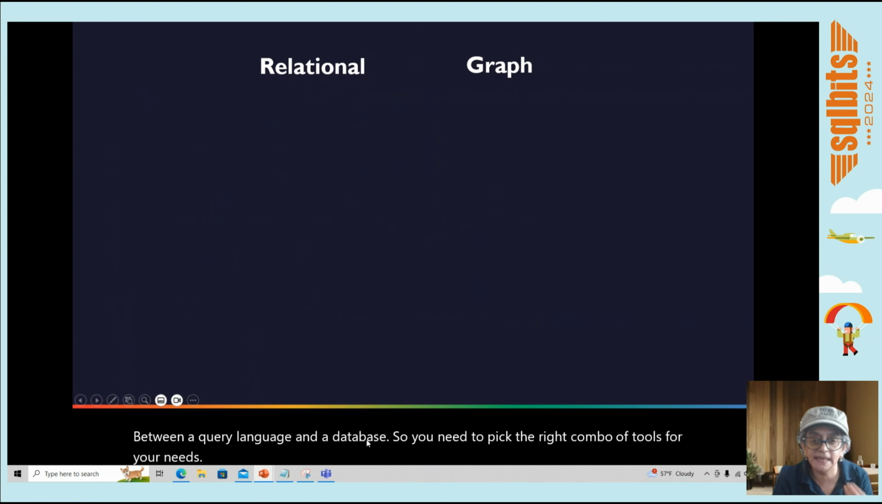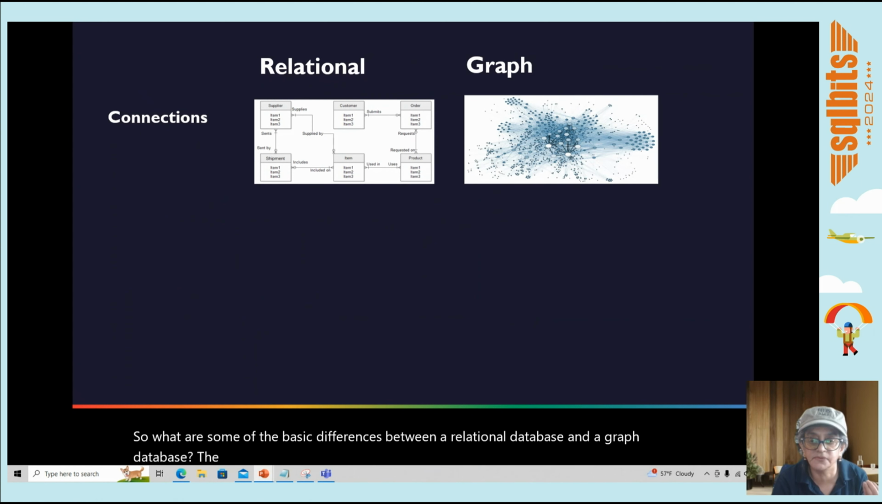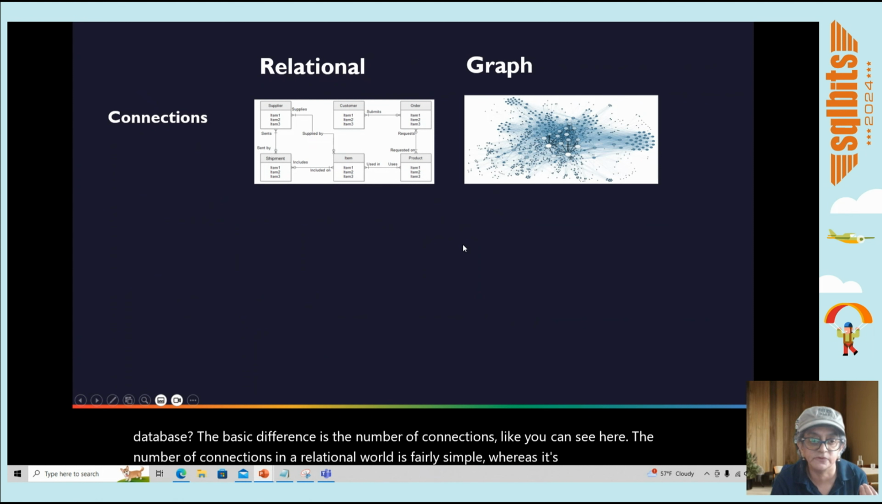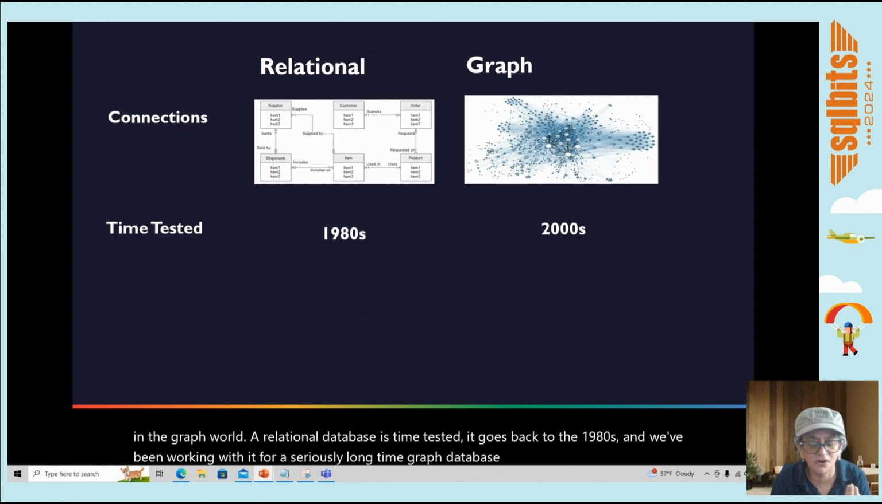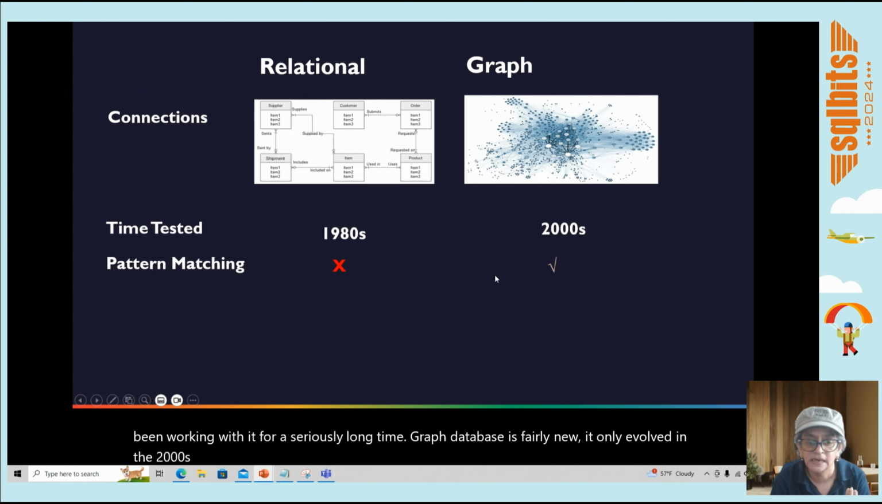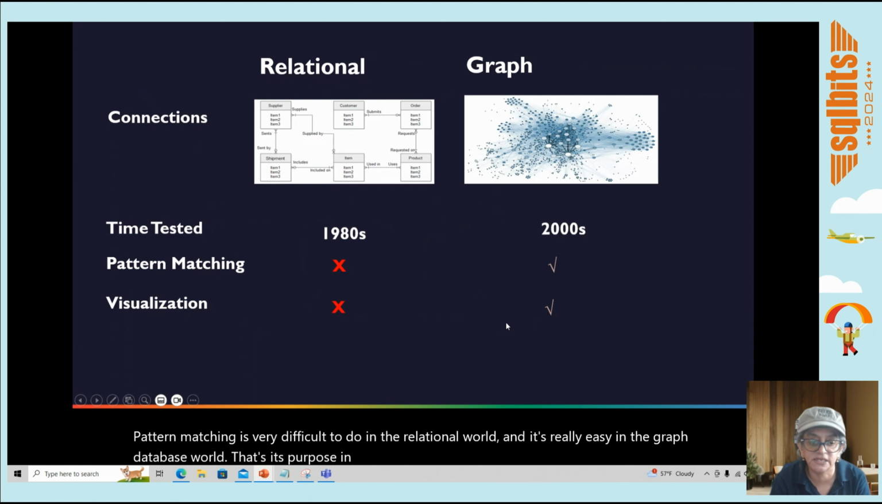So what are some of the basic differences between a relational database and a graph database? The basic difference is the number of connections. Like you can see here, the number of connections in a relational world is fairly simple, whereas it's mind-blowingly huge in the graph world. A relational database is time-tested. It goes back to the 1980s, and we've been working with it for a seriously long time. Graph database is fairly new. It only evolved in the 2000s, and it is still an evolving technology in many ways. Pattern matching is very difficult to do in the relational world, and it's really easy in the graph database world. That's its purpose, in fact, to do good pattern matching.